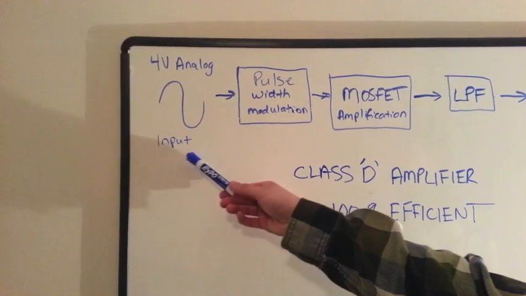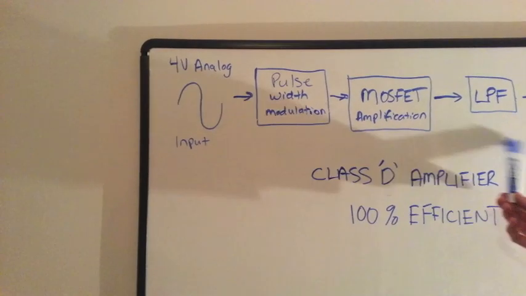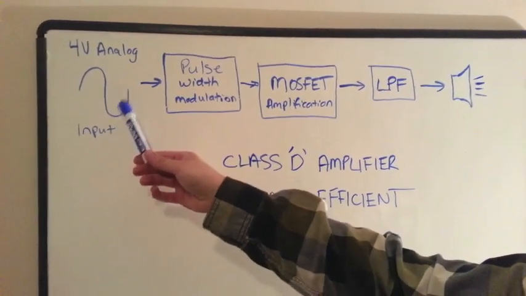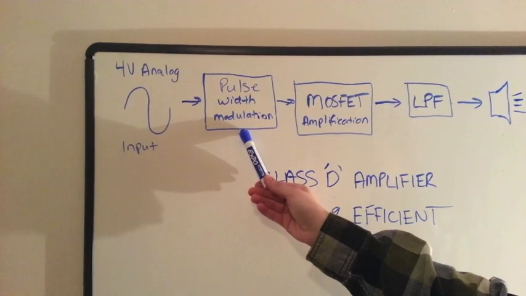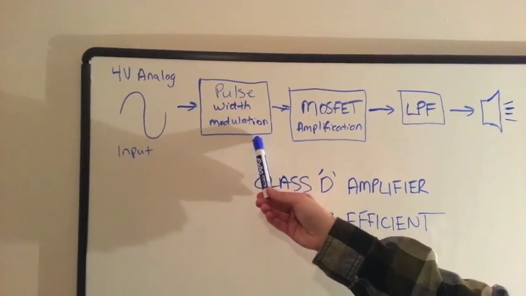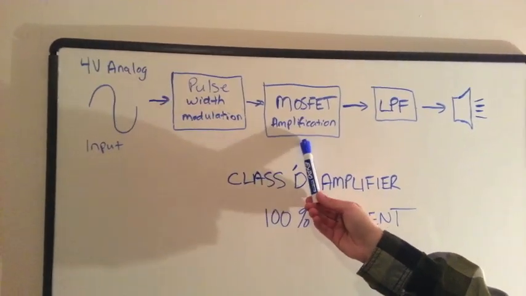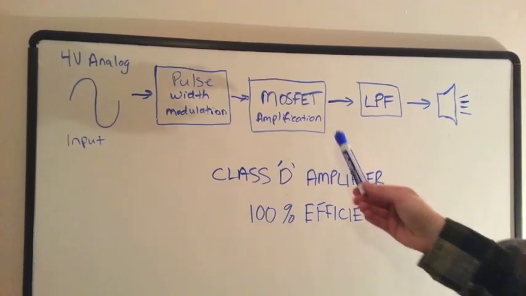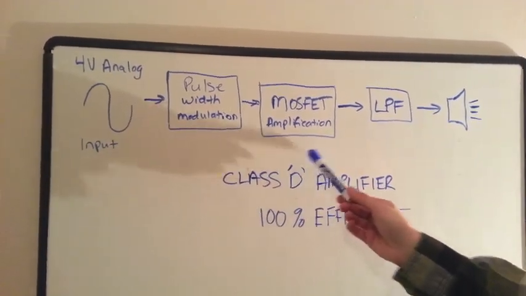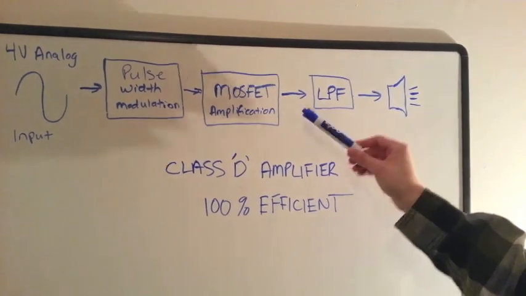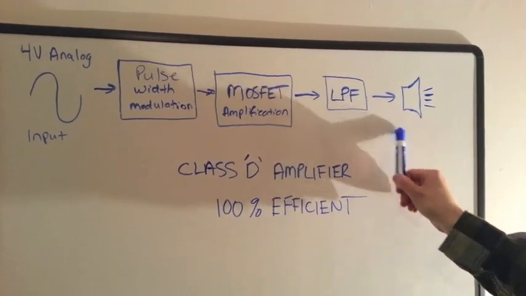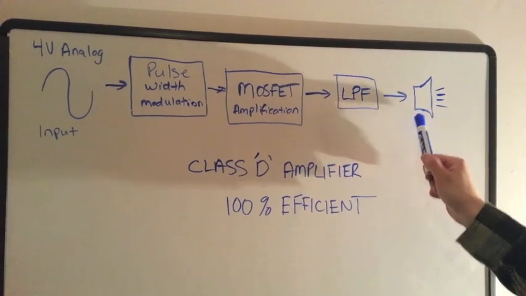So this is a basic block diagram of the amplification process. The input, the 4-volt analog input, goes through the pulse width modulation process. From the PWM it then goes to the MOSFET amplification process. That signal that is generated between these two processes is then put through the low pass filter to get rid of unwanted frequencies, and then it is played through the speaker.